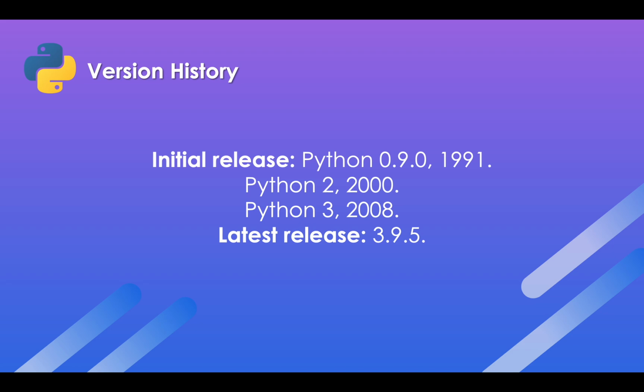Let's talk about the version history of Python. The initial release was Python 0.9.0 in 1991. Then there was a major release, Python 2, in 2000, and Python 3 in 2008. We are still using Python 3 as of now, and the latest release at the time of recording this video is Python 3.9.5, which is the stable release.